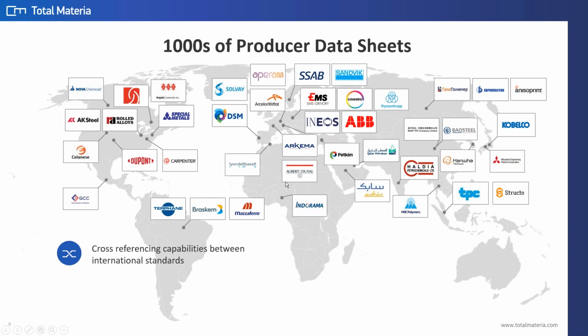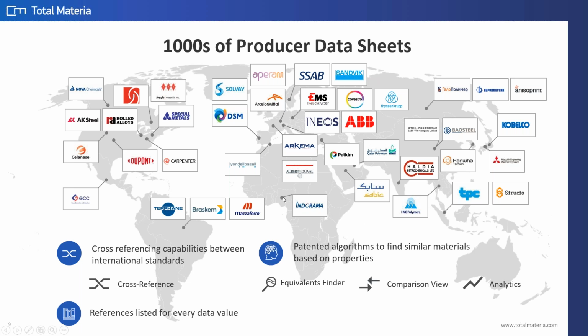Again, a lot of producer datasheets. These are just a few of the many that we have. But again, these producer datasheets are giving us a lot of non-metallic material information, and they also provide us with those missing gaps of metallic information that is missing from those standards.